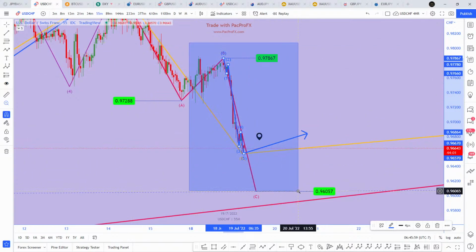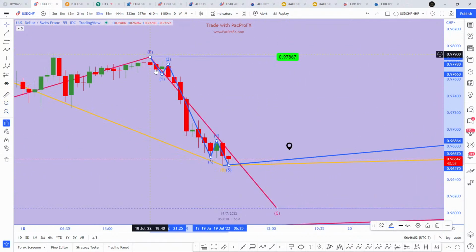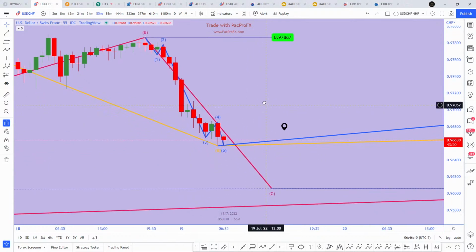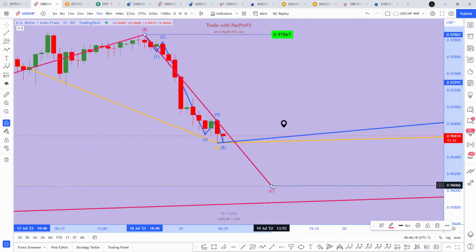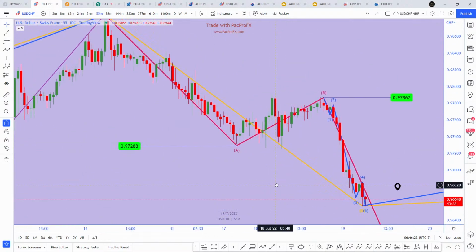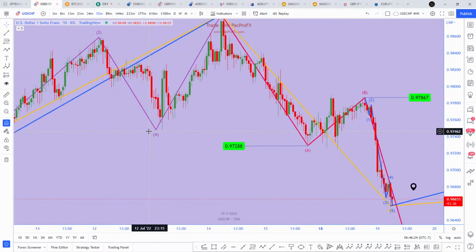So looking at this, 1, 2, 3, 4, and 5. This 4 is actually in here. So that's why it's struggling, because I think it's over. And if that's the case, if we did get that, then that could be C right there. Just a very small C.